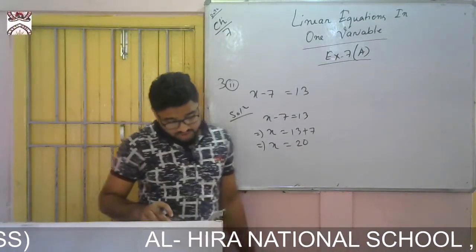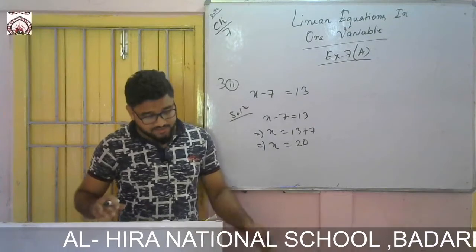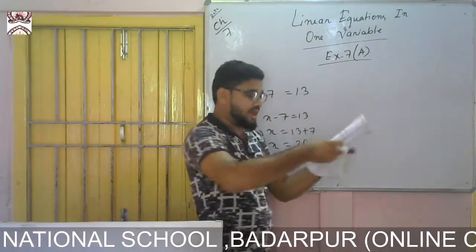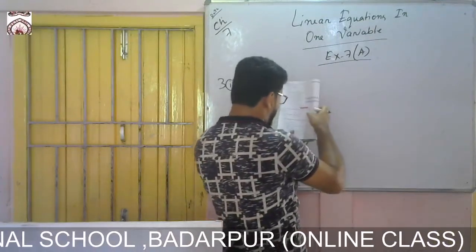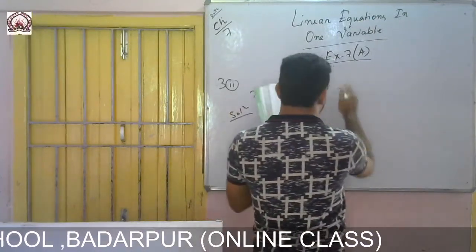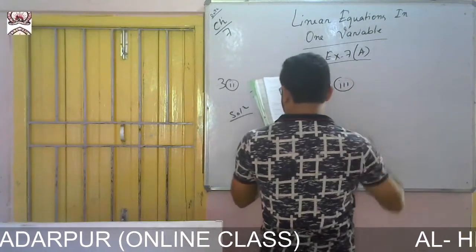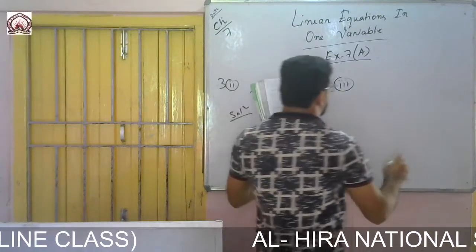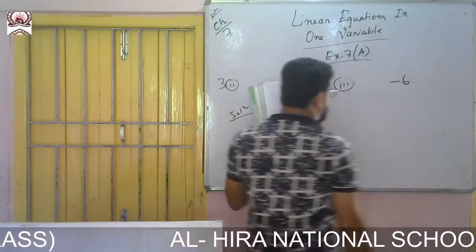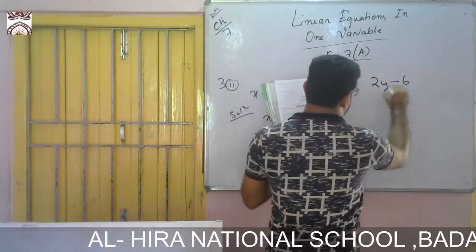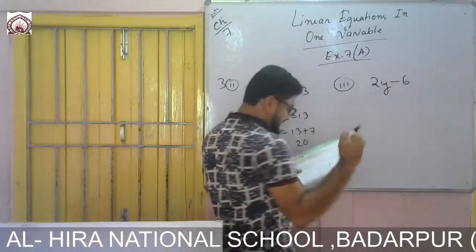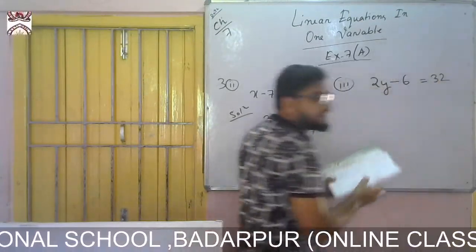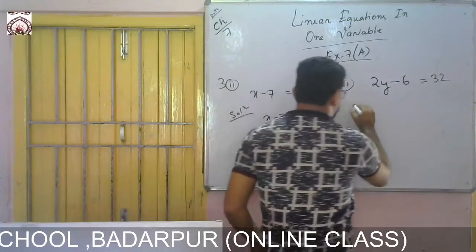Now come to question number 3. 6 less than 2 times y is 32. So 6 less than 2 times y. From 2 times y, 6 is taken less, and that is 32, that means equals to 32. Now solve it.